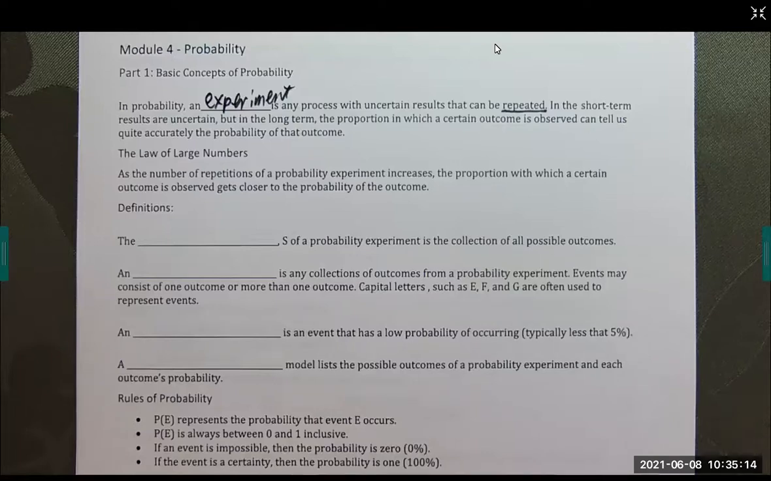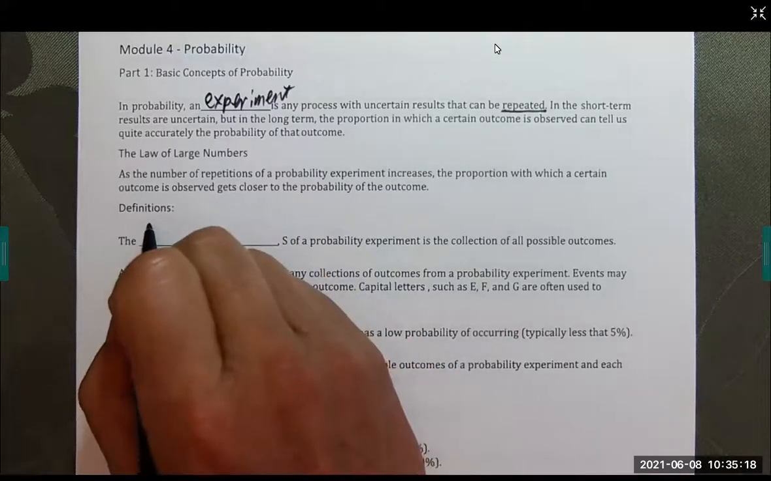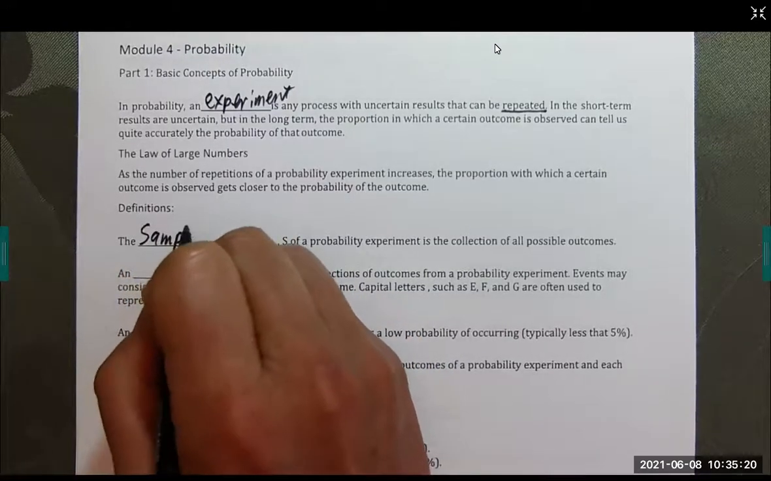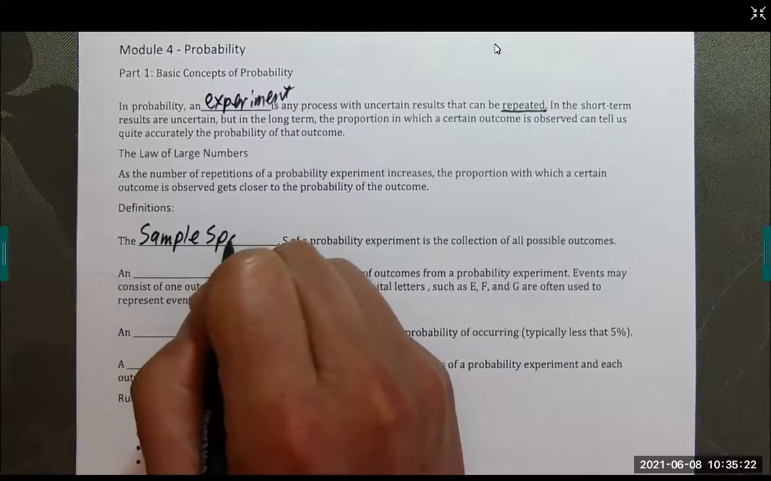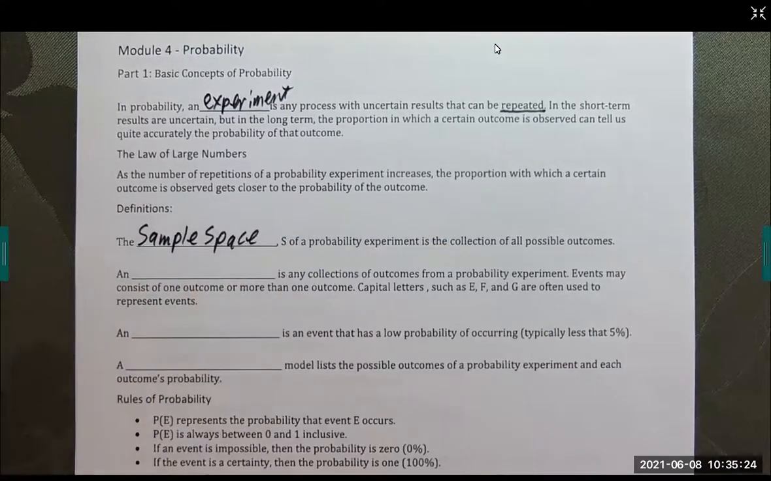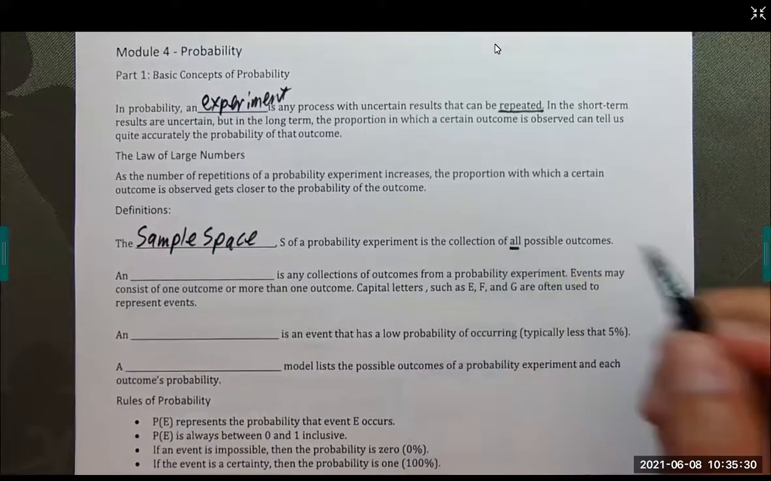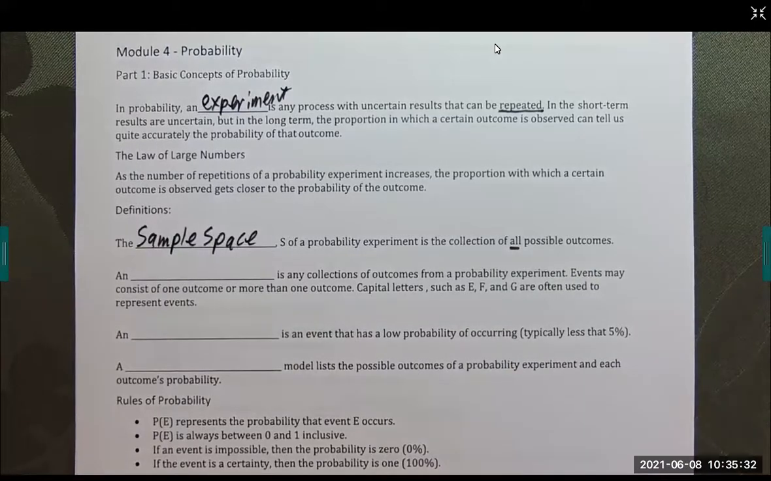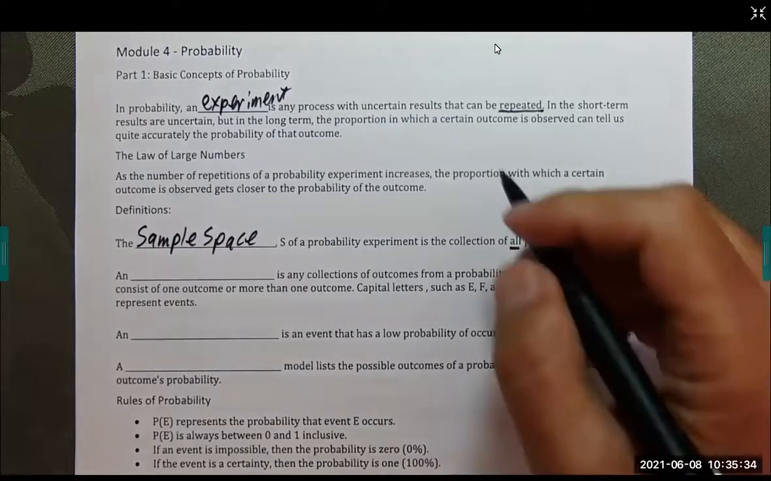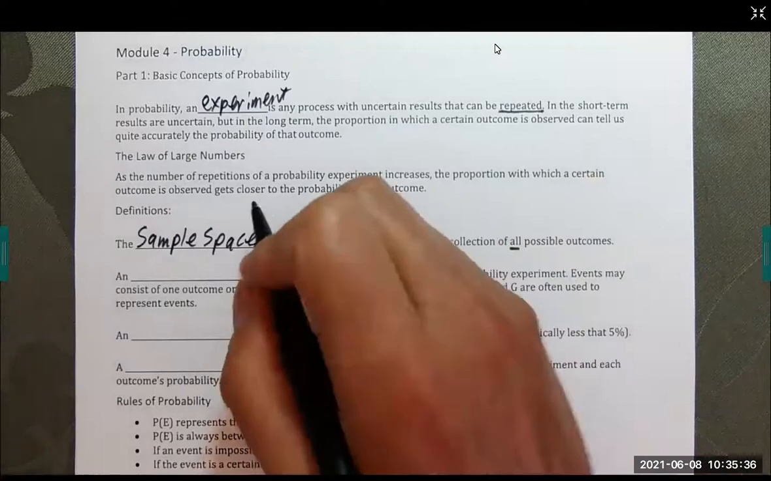And so let's do some definitions here. Sample space, often called S, of a probability experiment is a collection of all possible outcomes. Now that's the important part. It's all of the possible outcomes. So let's say that we have a die.